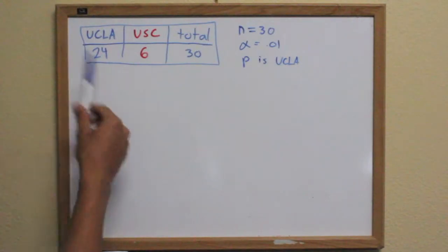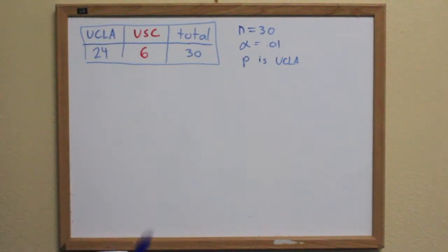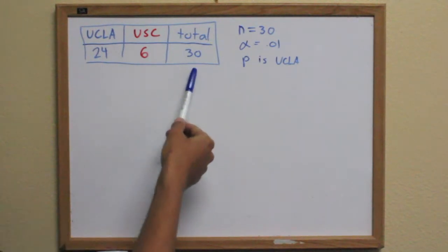It was found that 24 students preferred UCLA over USC. We're going to use a 0.01 significance level to test the claim that more than 70% of students preferred UCLA over USC. So we got 24 UCLA votes, 6 USC votes, and a total of 30 people.